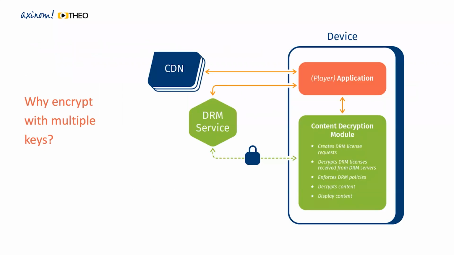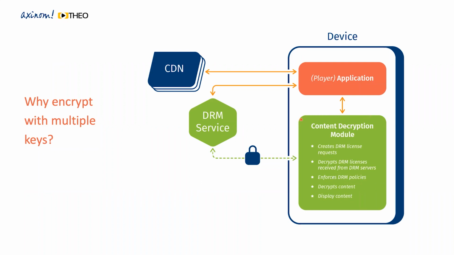Why encrypt with multiple keys in the first place? To better understand this requirement, it makes sense to have a look at how DRM playback actually works today. If you buy a device in a shop, be it an iPhone or an Android device or a smart TV, these devices typically already have a content decryption module installed. This is what you can see here. A content decryption module typically comes in one of 3 flavors. It can support FairPlay, Widevine, or PlayReady DRM.